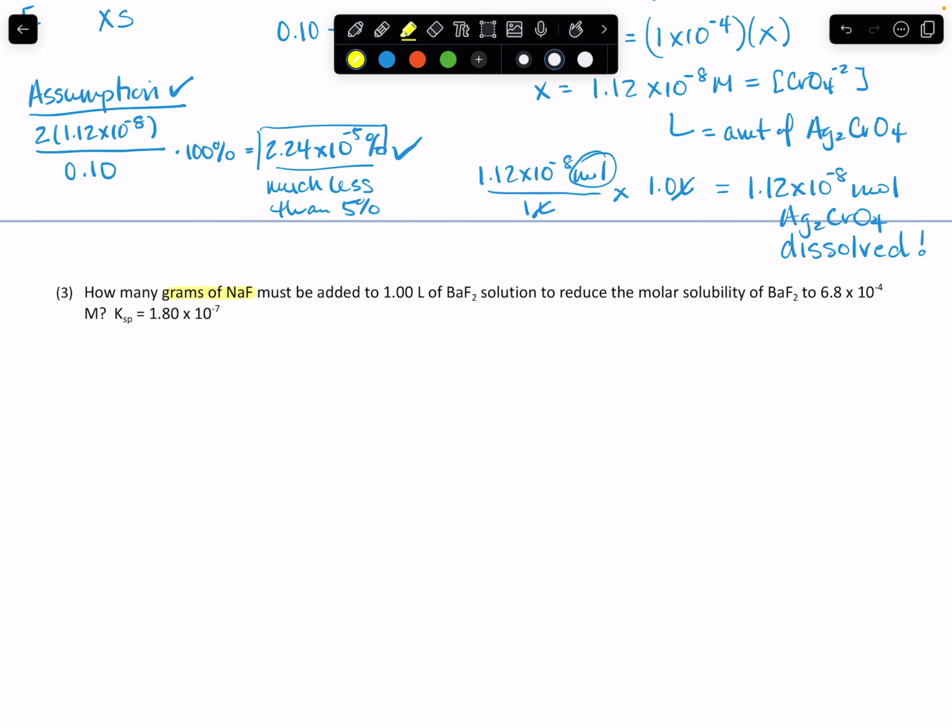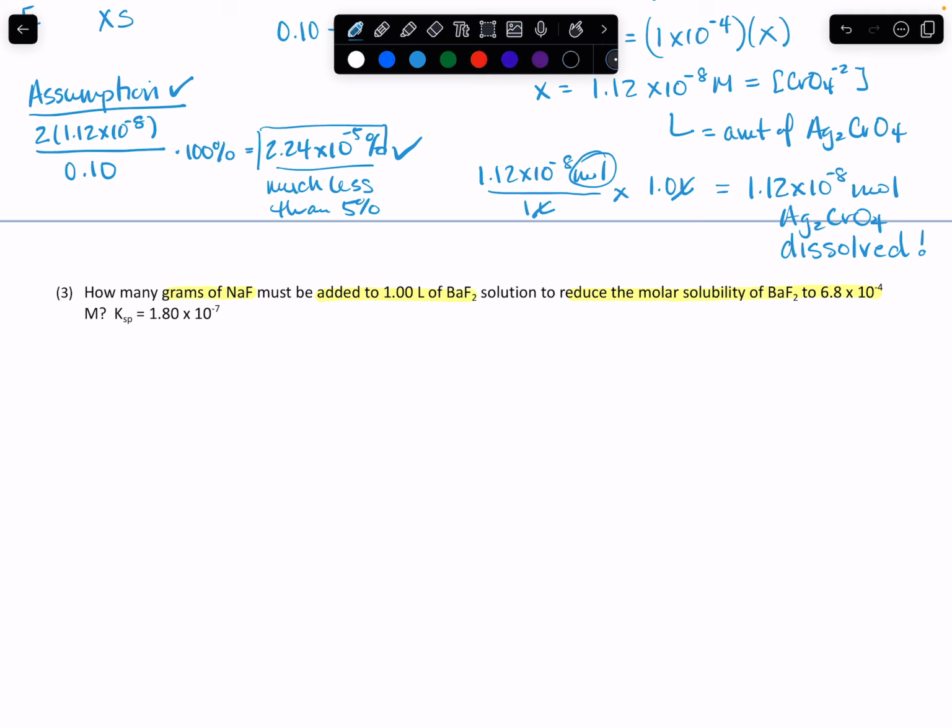How many grams of NaF must be added to 1 liter of a barium fluoride solution to reduce the molar solubility to 6.8 times 10 to the negative fourth molar? The KSP for this particular salt is 1.8 times 10 to the negative 7.